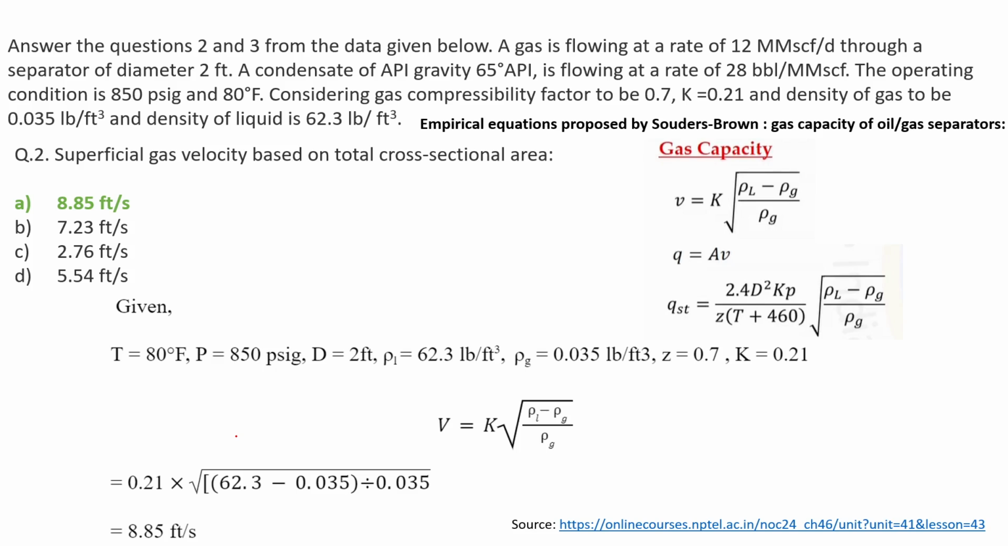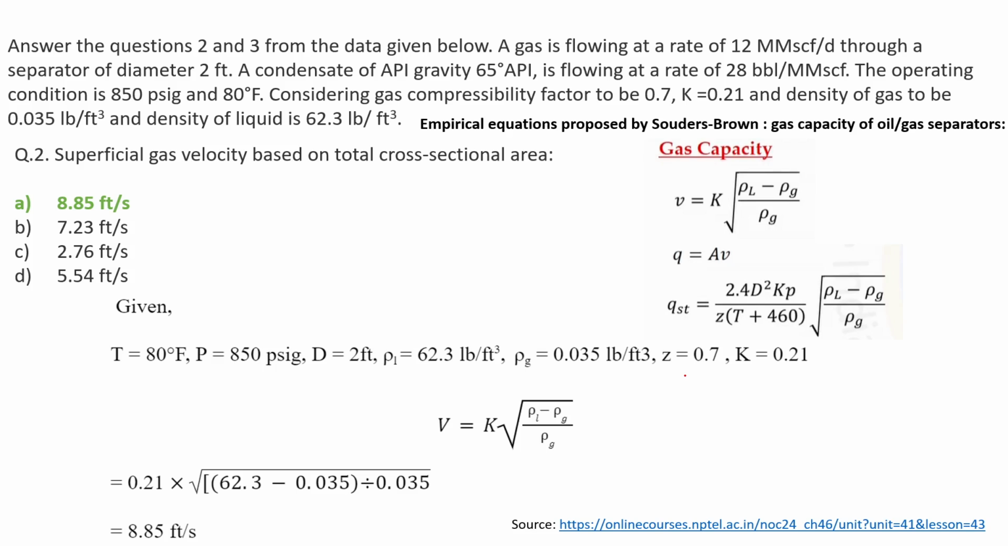So we know the empirical equations proposed by Souders-Brown talk about the gas capacity of oil gas separators. To find the gas capacity, we need to find the velocity, and the velocity equation is equal to K times the square root of density of the oil minus density of the gas divided by density of the gas. So it is given to us the temperature, the pressure, diameter of the separator, density of the liquid, and density of gas.